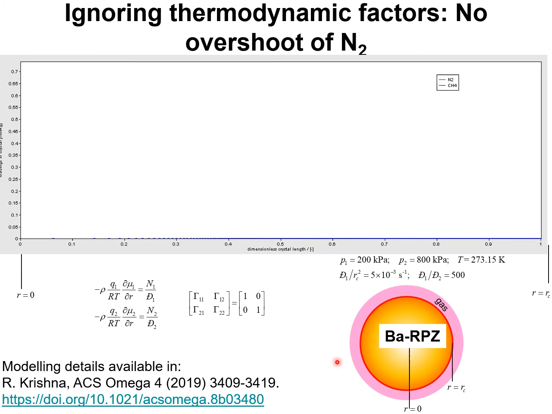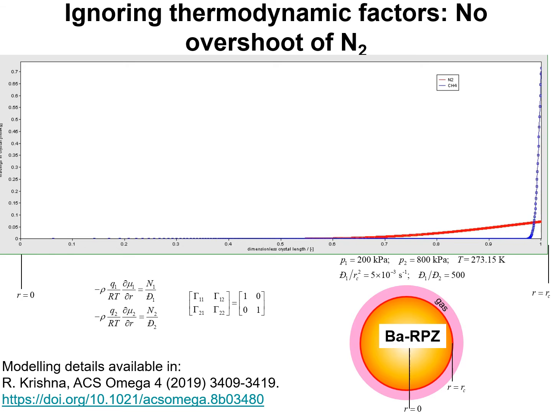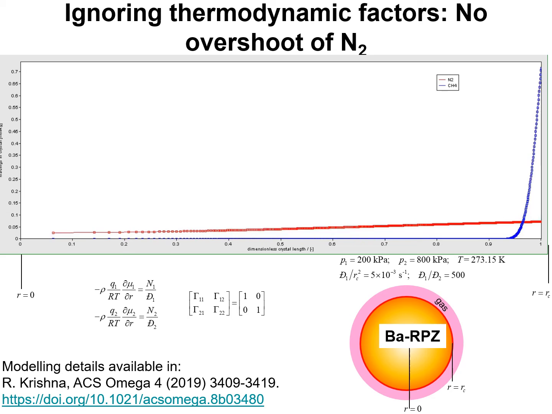This slide shows the animations of the development of the component loadings of nitrogen and methane within the particle using the Maxwell-Stefan model, in which the thermodynamic correction factors are ignored and the matrix of thermodynamic correction factors is taken to be the identity matrix. Let's have a look at the simulations. Red is nitrogen, blue is methane.